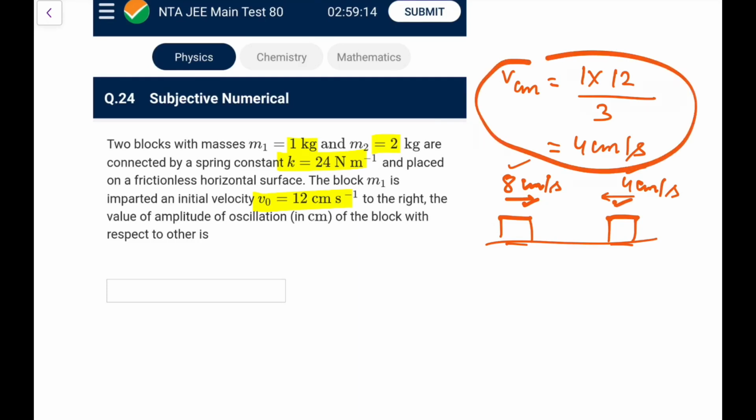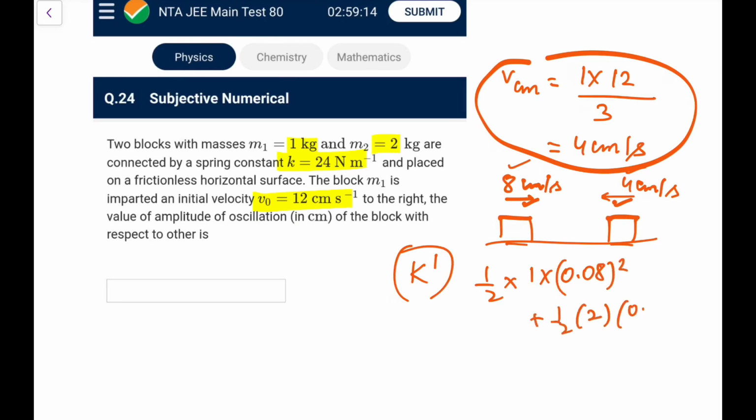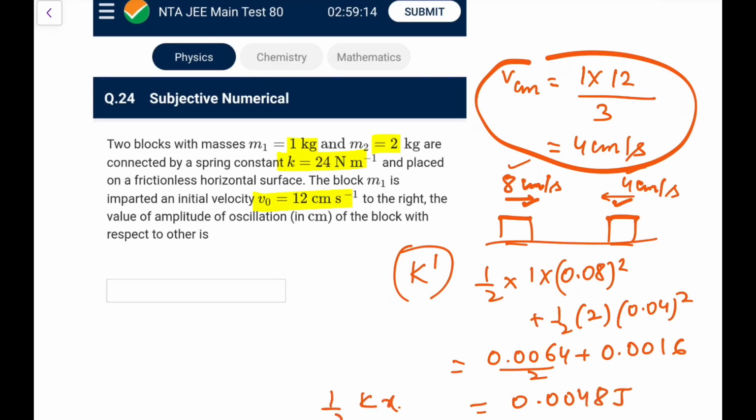Just remember, the CM velocity won't be lost. If you have learned the C frame theory, I have just found K dash, and this K dash is half into 1 into 8 centimeter, that is 0.08 squared, plus half into 2 into 0.04 whole squared. So if I solve it, it is 64, and it would be 0.0016, and this was divided by 2, because that mass was 2. So what we are left with is 0.0032, so this is 0.0048 joules, and this would be equal to half k x max square.